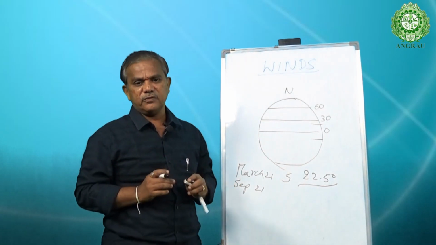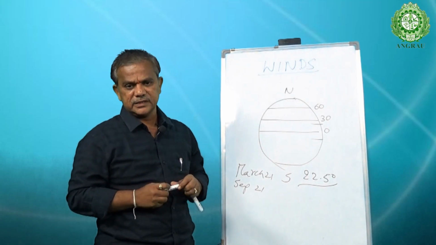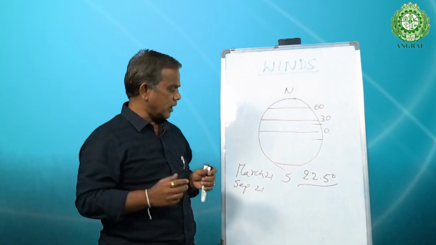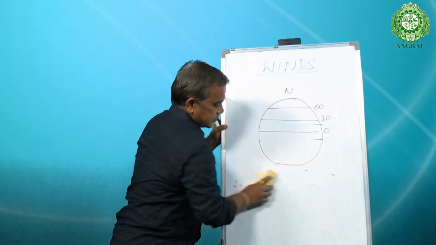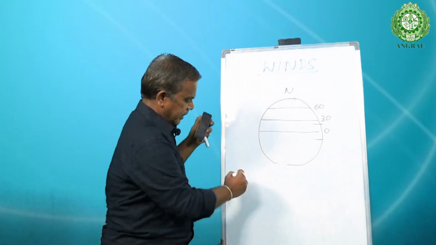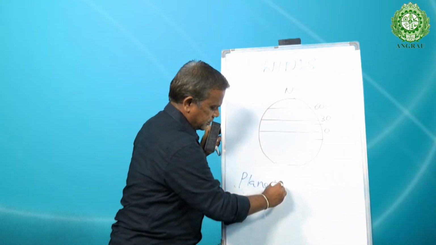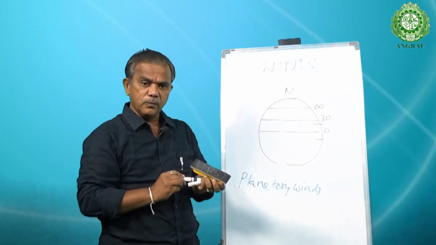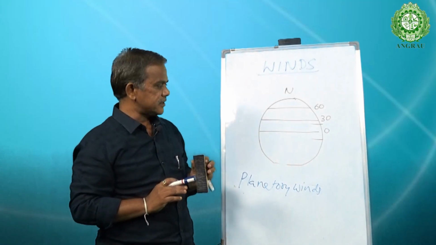Coming to the categories of winds, as already discussed, winds can be conveniently classified as primary winds or prevailing winds. These are also called planetary winds. These winds move globally throughout the year. This we call planetary winds.